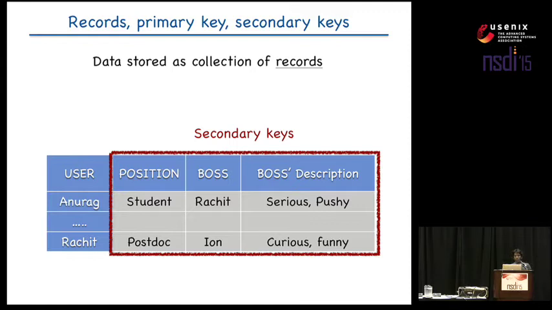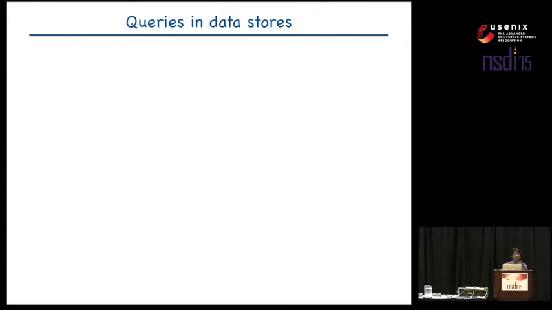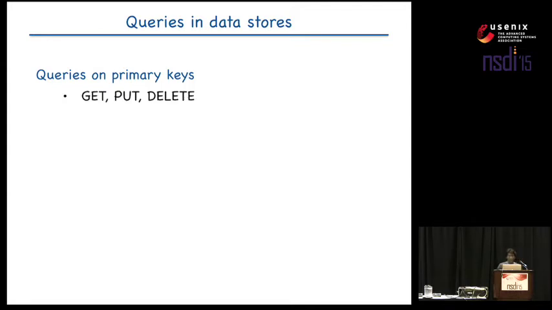So let's look at queries in data stores. I'm going to differentiate between two kinds of queries. The first is queries on primary keys, which we have already seen with key value stores and NoSQL stores. The three main queries that we know of are random access, where you give a primary key and access a record, put, to append new records, and sometimes you want to delete records too.